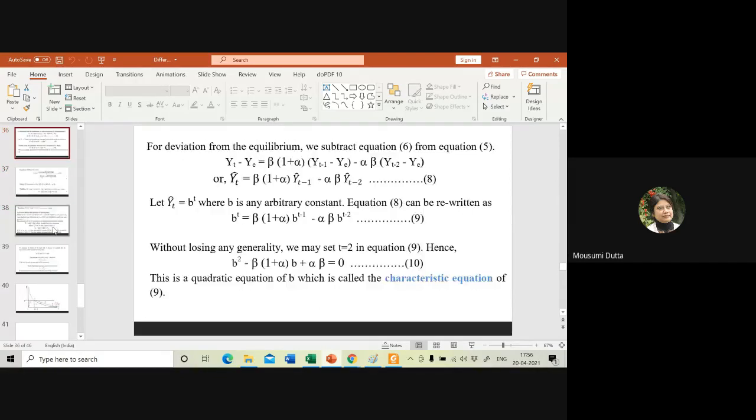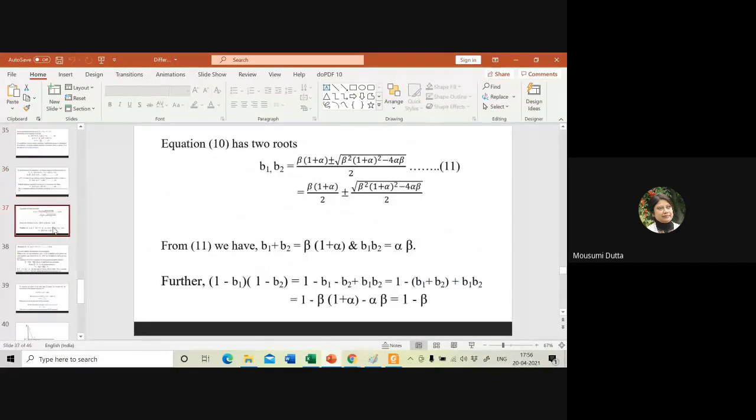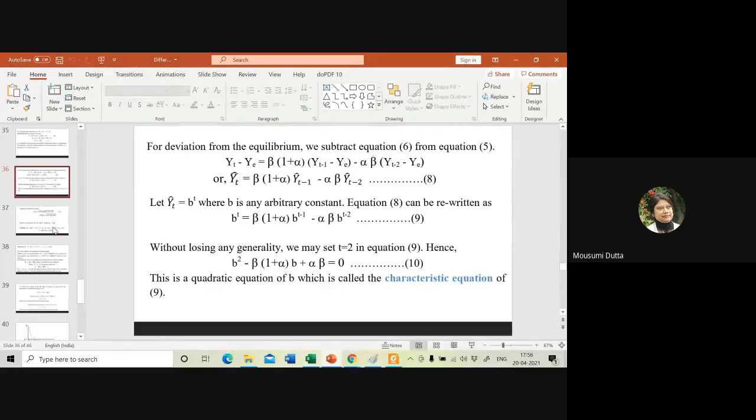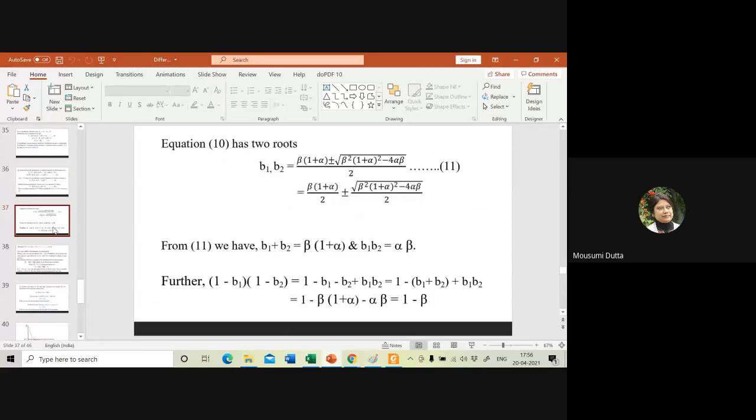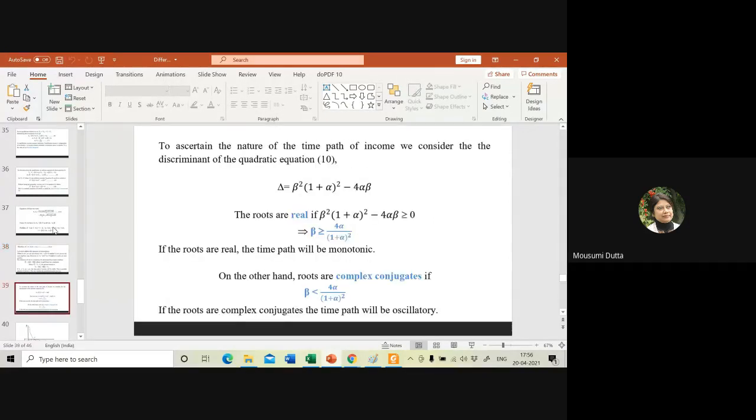Before that, you look at how to solve a second order difference equation. Take all these things, how we are defining characteristic equation, characteristic roots, how we are writing the properties of the roots. From the properties of the roots, how we are stating the stability condition, and how we are defining whether the time path will be monotonic or time path will be oscillatory. So please look at all these things, and I'll continue tomorrow.